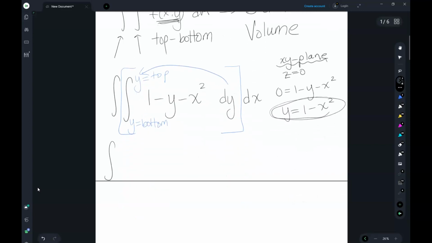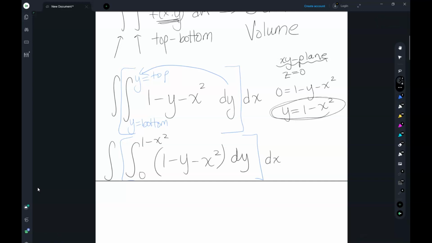So now we've got the integral from 0 to 1 minus x squared of 1 minus y minus x squared dy. This is a double integral, so there's also going to be a dx. We need to know for that outer integral, what is the upper bound of x and what is the lower bound of x.